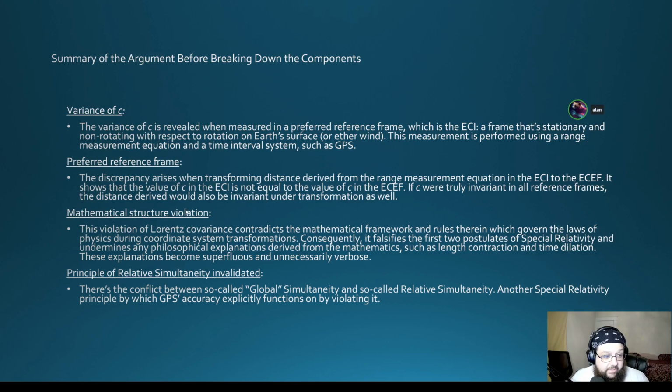Mathematical structure violations. The violations of Lorentz covariance contradict the mathematical framework and the rules therein which govern the laws of physics during coordinate transformations. Consequently, it falsifies the two postulates of special relativity and undermines the philosophical explanations derived from the mathematics, such as length contraction and time dilation. These explanations become superfluous and unnecessarily verbose, as they say. The principle of relative simultaneity is also invalidated. There's a conflict between so-called global simultaneity and so-called relative simultaneity, another principle of special relativity, and the accuracy of GPS depends explicitly on violating that principle. So these are the core issues at hand, and we'll get into the specifics of each one as we continue.